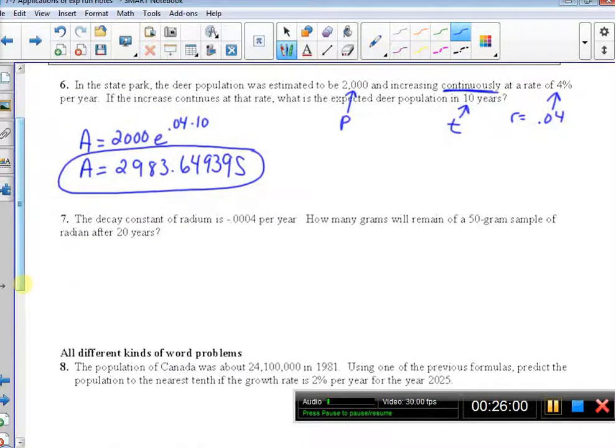Next one, the decay constant of radium is negative 0.0004. So if it's decreasing, you're going to have a negative for your rate. So now there's your rate. How many grams will remain of a 50-gram sample? That's your P. Of radium, this is spelled wrong, after 20 years is your t. So I'll do V this time. So V equals 50 e to the negative 0.0004 times 20. And that's what you're calculating.